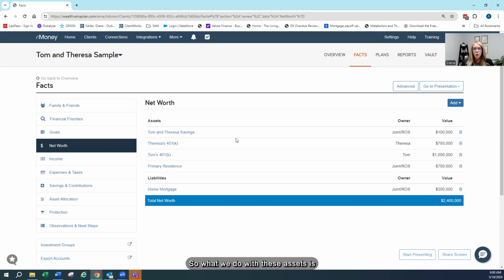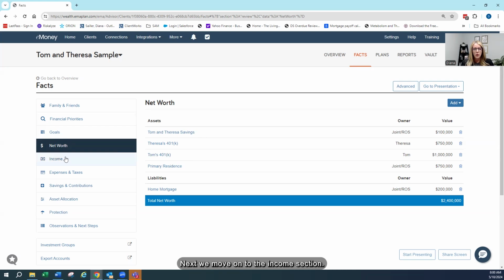So what we do with these assets is each asset has its own growth rate. So we look at interest rates with regard to the savings account, and with the 401ks, we assign a growth rate that's based off of the current allocation or your risk tolerance. For the primary residence, we add the average growth of real estate. And so each asset has its own growth rate.